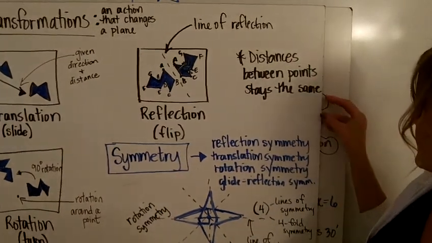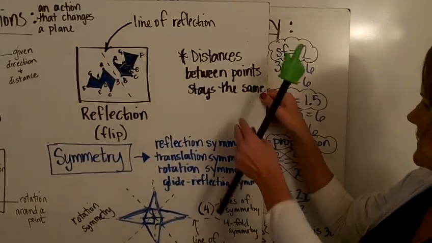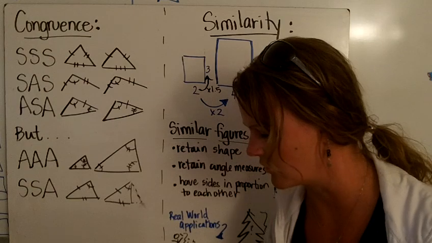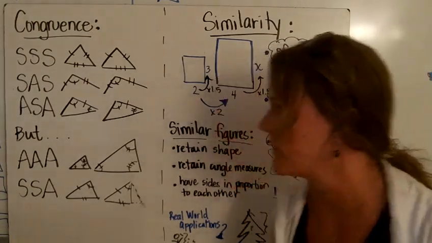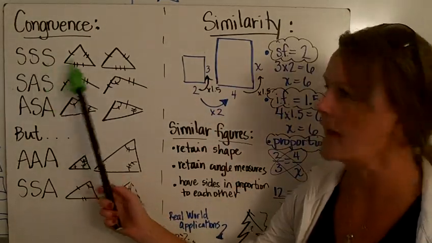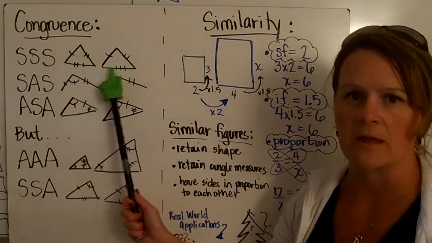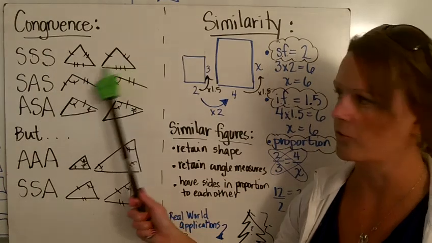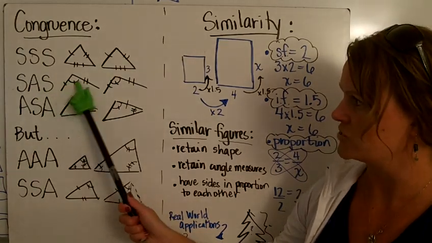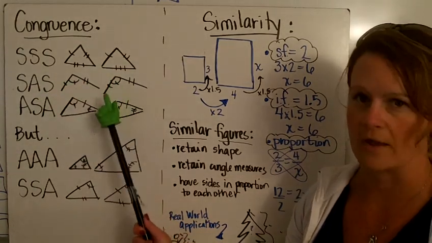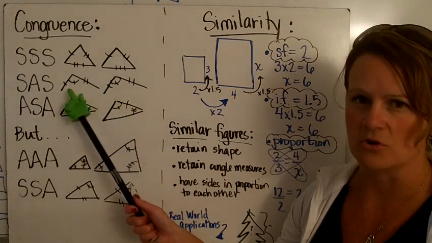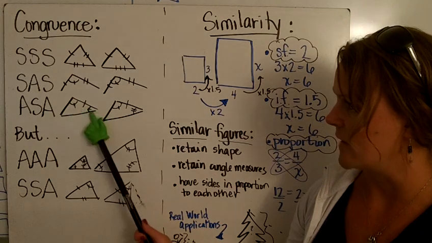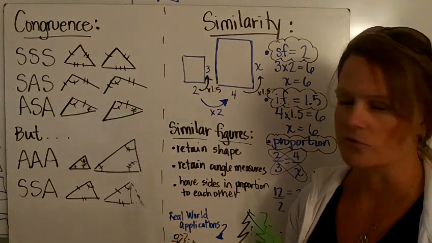Okay, lastly, let's talk about congruence and similarity. When we talk about congruence, we're talking about the triangle congruence criteria. And we just want to talk about these three right now. Side-side-side, meaning that if you have three sides of a triangle that are congruent, then the two triangles are going to be congruent. Same with side-angle-side. If you're given two sides of a triangle for both triangles and the angle between them, then you're going to know that those two triangles are congruent. Same with angle-side-angle. If you have two angles and then the side between them, you're going to know that those two triangles are congruent.